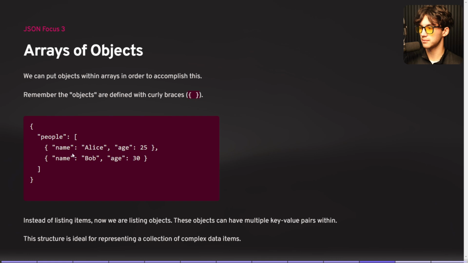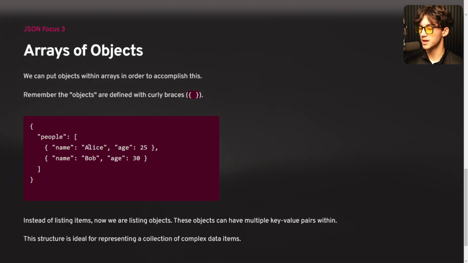And within objects, we can have key value pairs. And these key value pairs are attached with each other because they're within the same object. Instead of listing items, now we're listing objects. And these objects can have multiple key value pairs within. So now Alice is her own object. Bob is his own object. And what we have in here is an array of people.